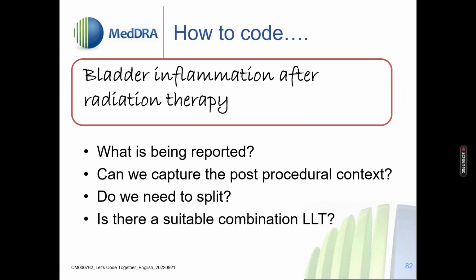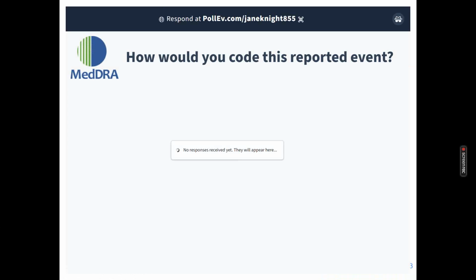Well, they're not telling us the patients had radiation therapy. That's not the purpose of the report. The purpose of the report seems to be the bladder inflammation. So how would you code this one? I'm not giving you a multiple choice now. I'm asking you, what do you think it would be?